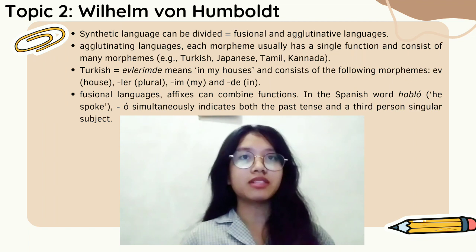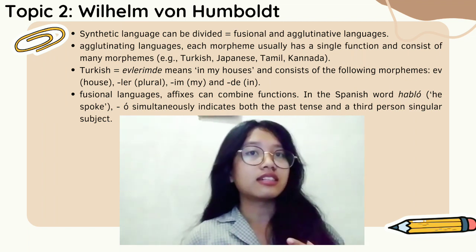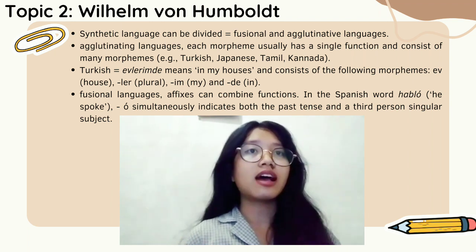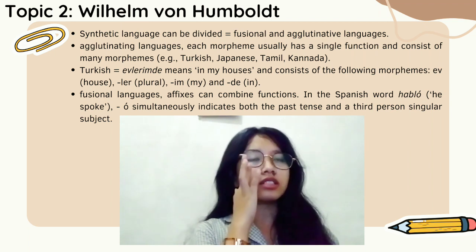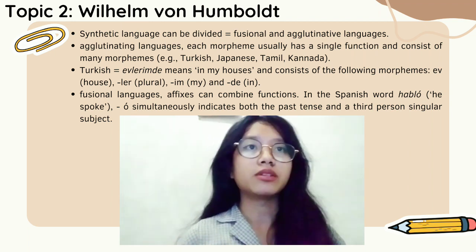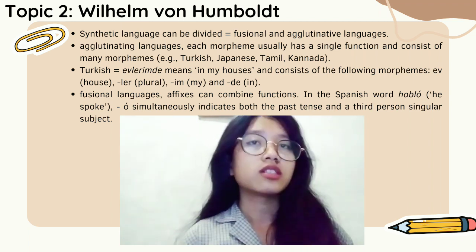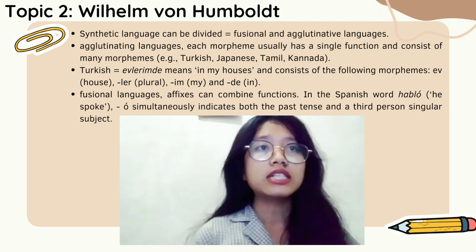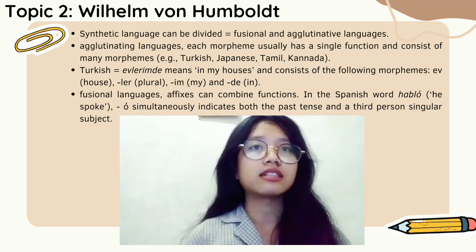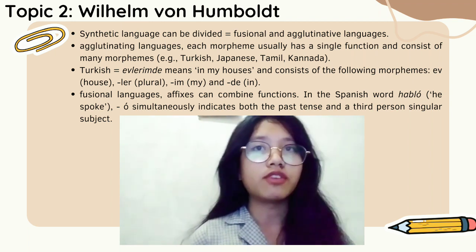Synthetic languages can be divided into fusional and agglutinative languages. In agglutinating languages, each morpheme usually has a single function and words can consist of many morphemes. An agglutinating language, for example Turkish, Japanese, Tamil, and Kannada, is one in which the word forms can be segmented into morphs, each of which represents a single grammatical category. In such a language, words can consist of many morphemes.